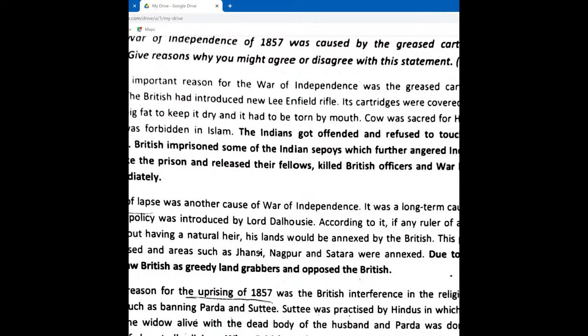Cow is a sacred animal for Hindus. Pig is forbidden in Islam. So this is why the Hindus and the Muslims felt threatened, and they refused to use those cartridges. The British imprisoned those soldiers, and the soldiers broke out of the prison. There was chaos. They freed their fellows from the prisons, and they killed the British officers as well. And the British even started assassinations in return. So this became a cause for the War of Independence.